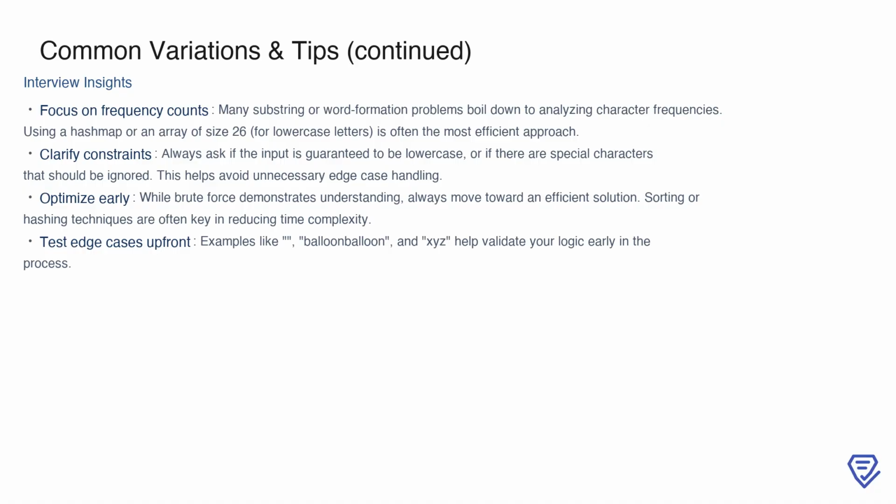Now, let's discuss some insights that can help you during interviews. A key strategy is focusing on frequency counts. Problems like this often boil down to analyzing how often each character appears, and tools like hash maps or arrays of size 26 for lowercase letters are efficient for this purpose. It's also important to clarify constraints with your interviewer, such as whether all input strings are guaranteed to be lowercase or if special characters should be ignored. Understanding these details upfront can save you from unnecessary edge case handling.